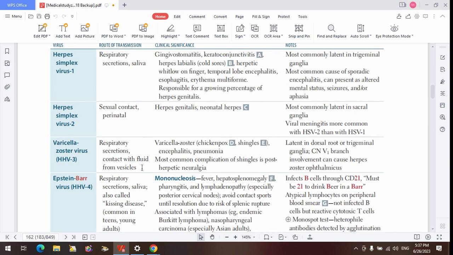How do they get it? They can get it when they get exposed to respiratory secretions. Somebody sneezing or coughing around, they can inhale the droplets and get the infection, or they get in contact with the busted vesicles. The fluid from the busted vesicle can touch another person and they can get it. In addition to causing the typical varicella zoster rash, they can also cause encephalitis and pneumonia.